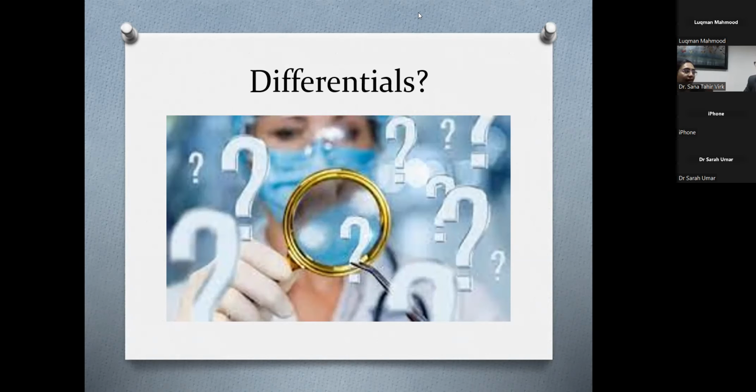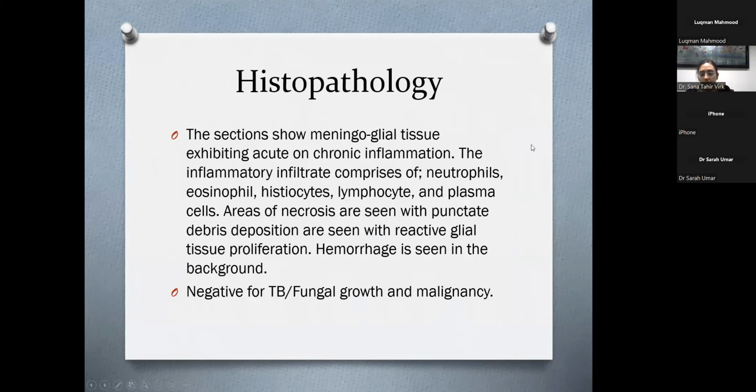I think we have already seen so many differentials of similar cases. The histopathology showed meningoglial tissue, chronic inflammation, and inflammatory infiltrates that comprise neutrophils, eosinophils, histiocytes, and also areas of necrosis in the background of hemorrhage. It was negative for any TB or fungal growth and also negative for malignancy.